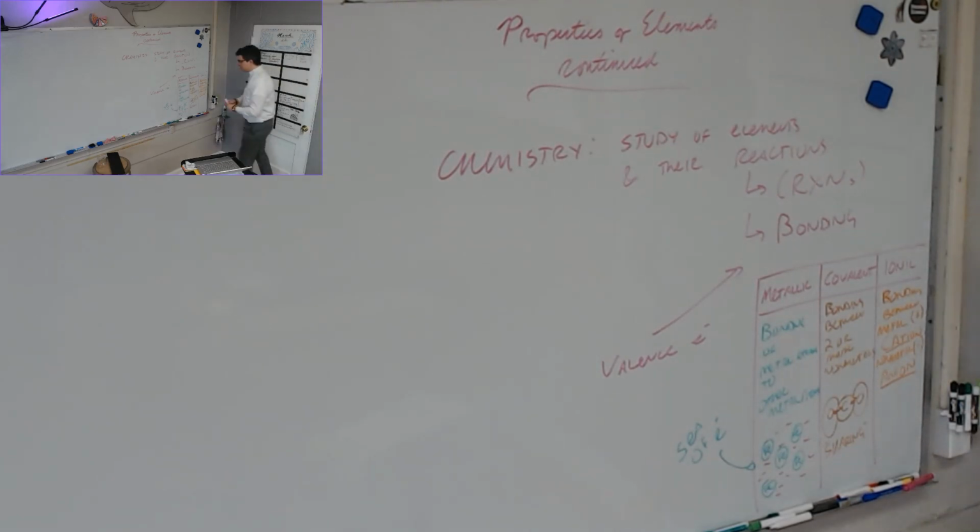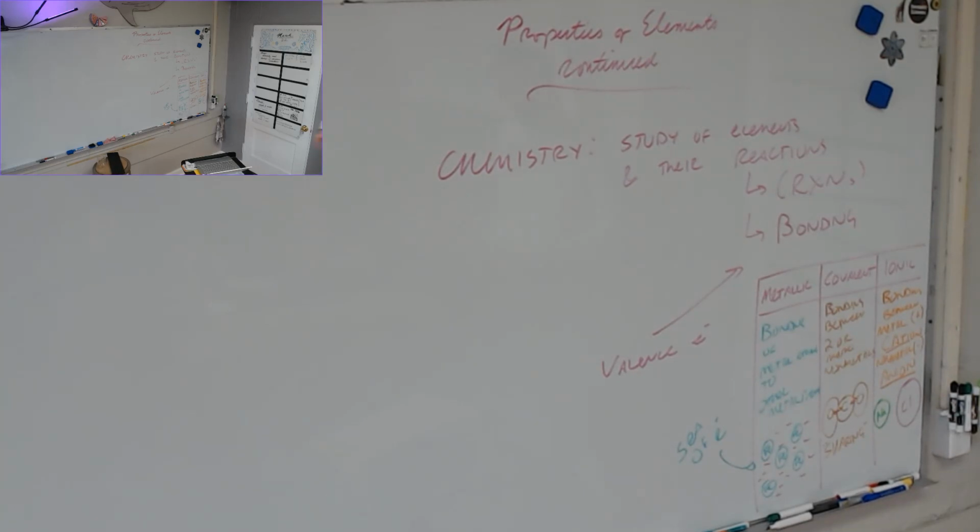So what holds them together? Well, if we have, for instance, your very common table salt, here's sodium. Here's chlorine. What does sodium want to do to get to a stable 8? Look at where he is. How many valence electrons? 1. What's he want to do to get to a stable 8? Lose 1.